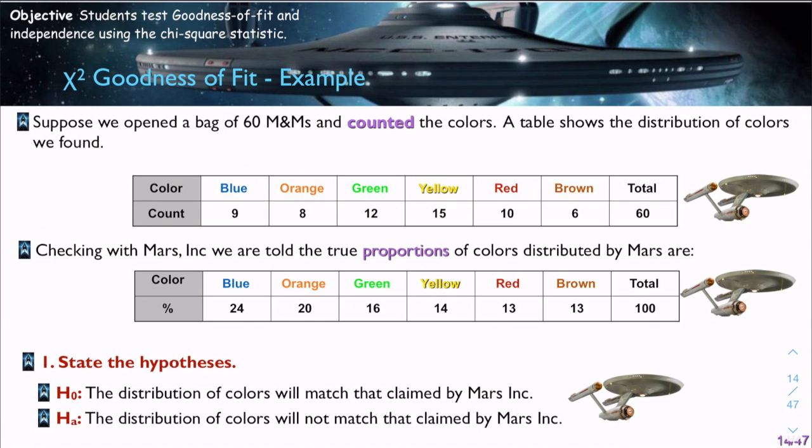So we have 9 blue, 8 orange, 12 green, 15 yellow, 10 red, and 6 brown, for a total of 60. And if we go to the M&M website, we're told the true proportions of colors distributed by the Mars Corporation, also shown below. So we want to know, with our null hypothesis, that the distribution of colors will match that claimed by the Mars company. With our alternative hypothesis, the distribution of colors will not match the claim by Mars Corporation.